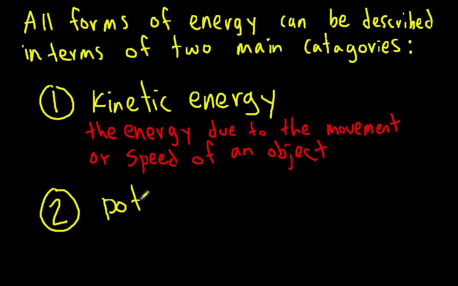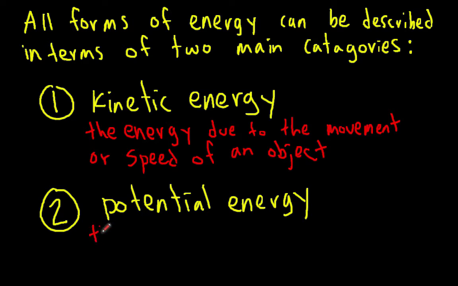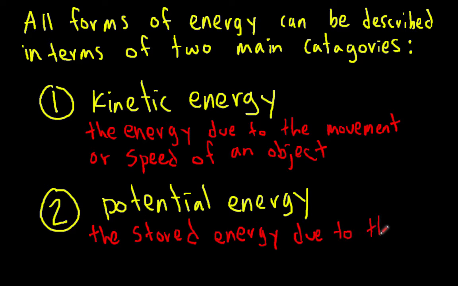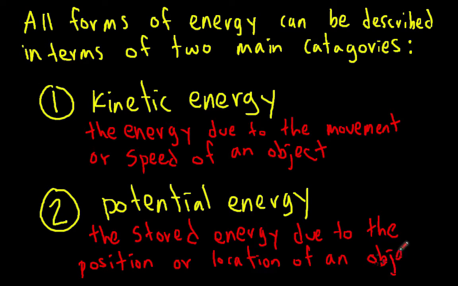The second category of energy is potential energy. This is energy that sits stored in an object, even if it's not moving, available to be converted into kinetic energy later. Potential energy is the stored energy of an object due to the object's position or location. For example, an object that's located at a very high height has the potential to fall under the force of gravity and gain kinetic energy. So height is considered to be a type of location for potential energy.